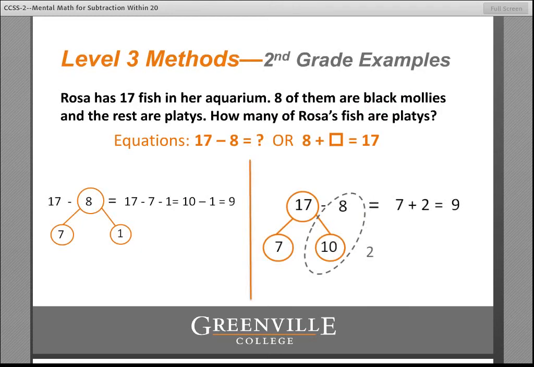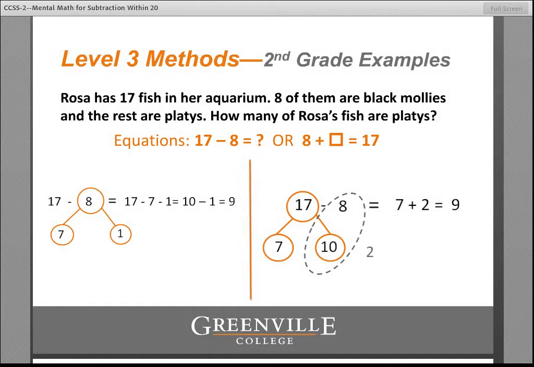Here we have a problem. It's a part-whole problem with one part unknown. And as adults, we recognize that to be a subtraction problem, although the second equation, where it's written as a missing addend, is also considered accurate for this situation.